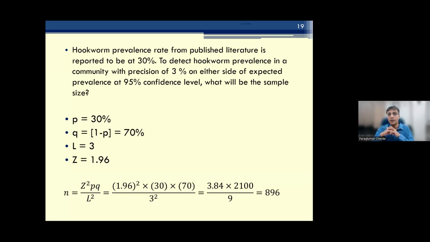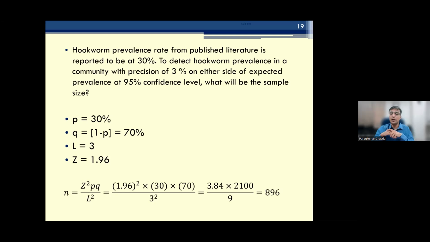Now, the expected precision that we are keeping to begin with is, let's say, a small 3% on either side of the expected prevalence with 95% confidence. So these are the associated values with those numbers. P is 30%, Q is 70%, allowable error is 3%, and Z is 95%. The Z level corresponding to 95% confidence is 1.96. Feeding that into the formula, 1.96 square multiplied by 30 times 70 divided by the square of the allowable error.